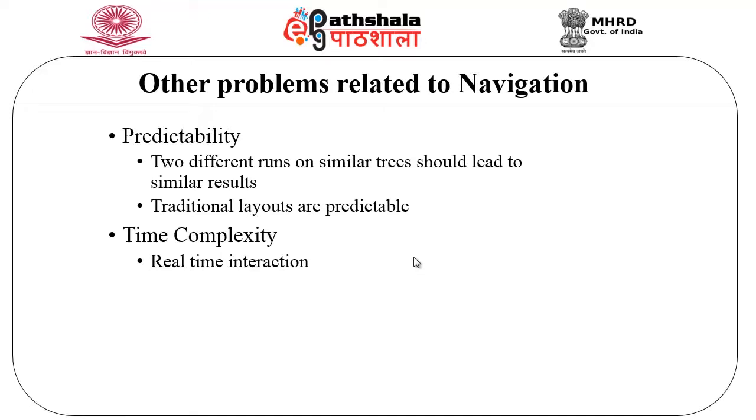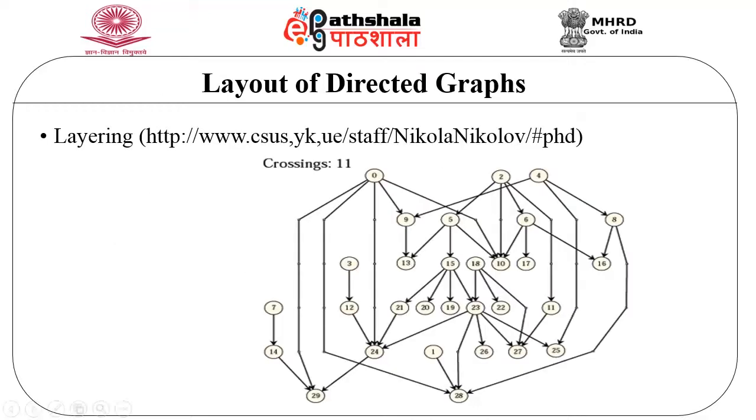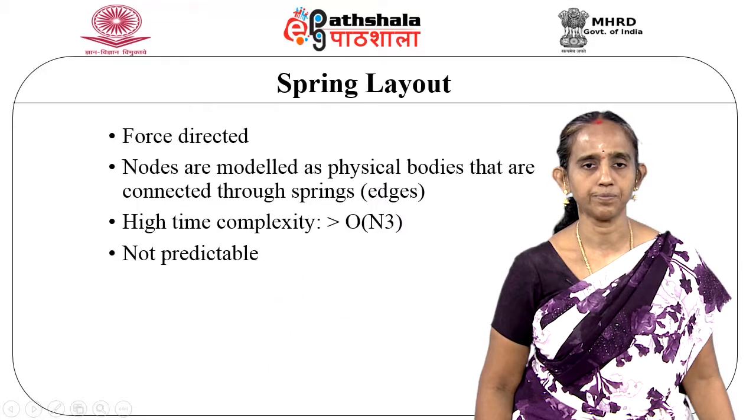Some of the other problems related to navigation in graph data are predictability, and the time complexity, that is the real-time interaction. So this is a layout of a directed graph which is represented using layerings. This graph has been taken from the URL that is given here. Here in this graph, you can see that there are 11 crossings. Here there is a crossing, here there is a crossing, here you have so many crossings. If you count, there are 11 crossings for this set of nodes that are represented here.